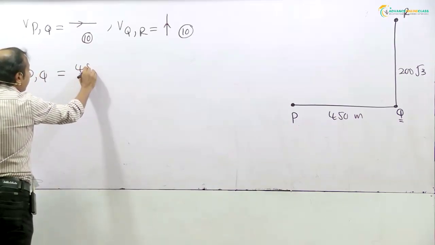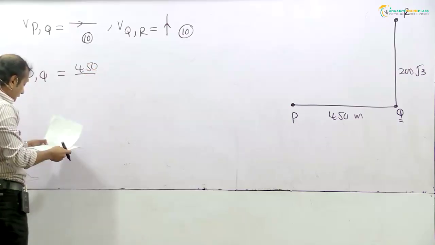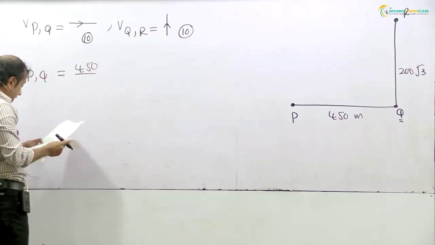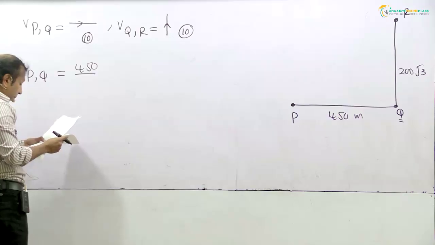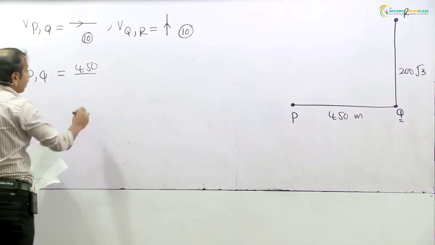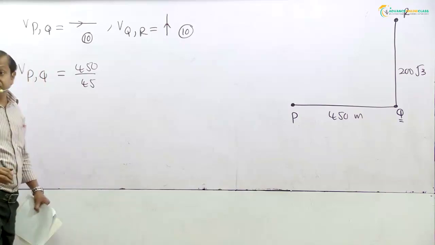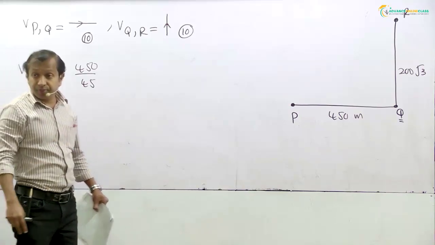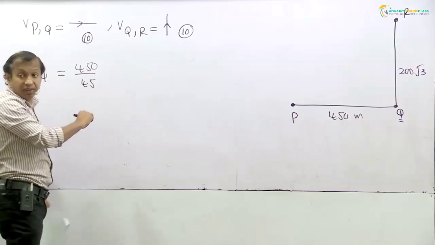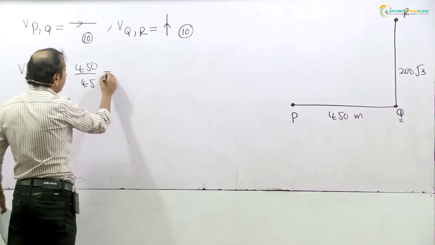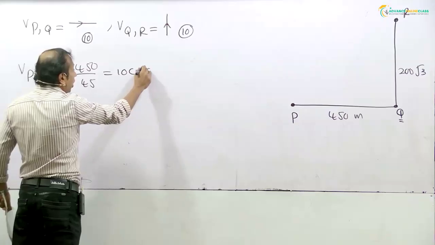Displacement 450. Time we are given: boat P meets boat Q in 45 seconds. So this should be divided by 45. What is the velocity? Displacement divided by time. What is this? 10. This is 10 meters per second.